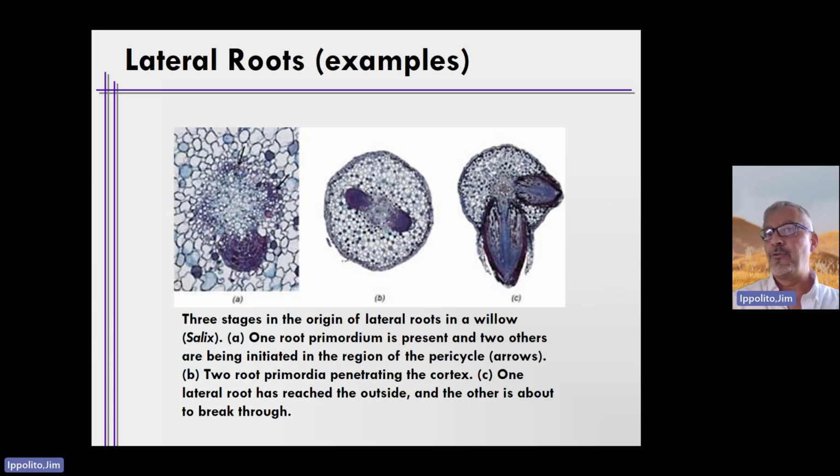So here are some examples, and this is from willow again. And this is the vascular cylinder in the middle, and you see this purple bulge here. That's the beginning of a lateral root. And here's another picture that shows two lateral roots emerging from the vascular cylinder. And then this third picture shows one lateral root that's erupted out of the epidermis and another one about to emerge from the vascular cylinder of this willow.